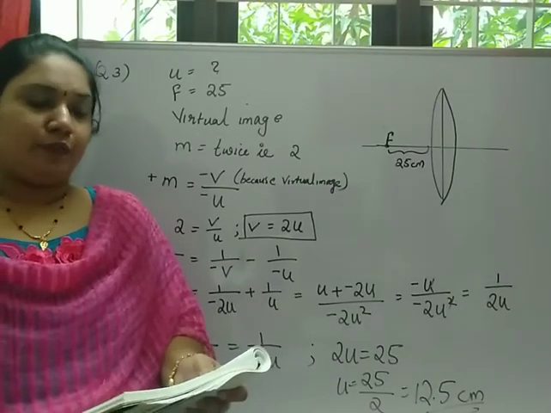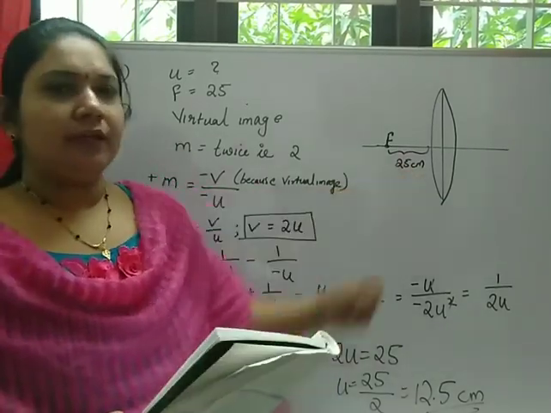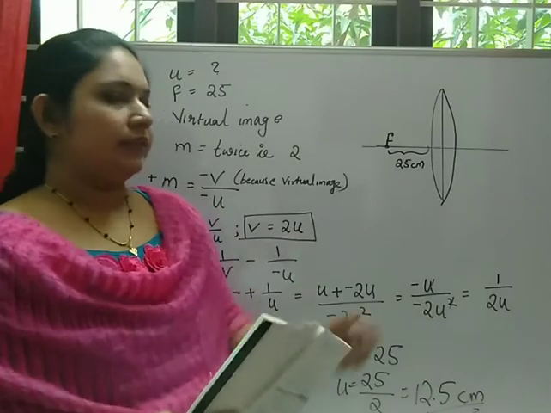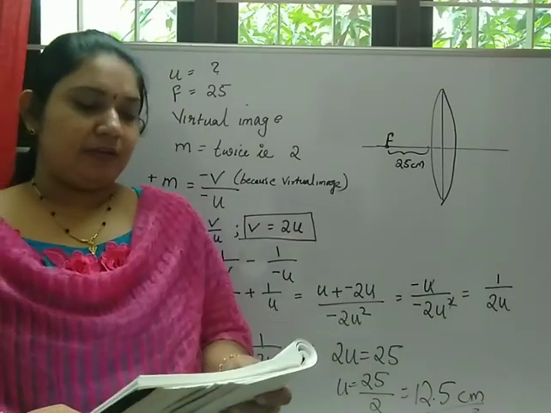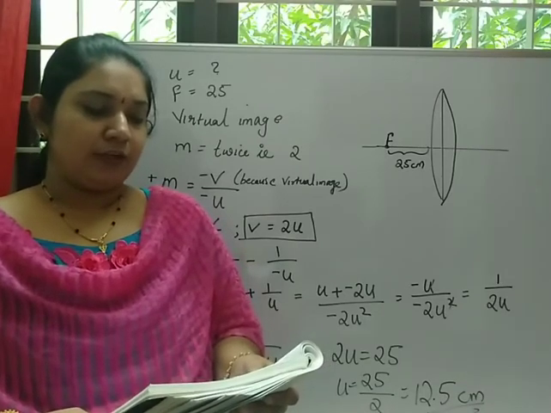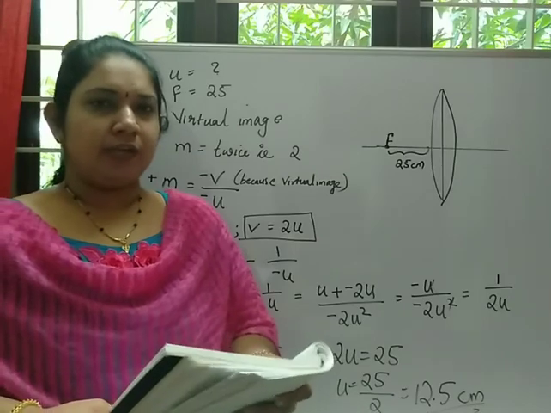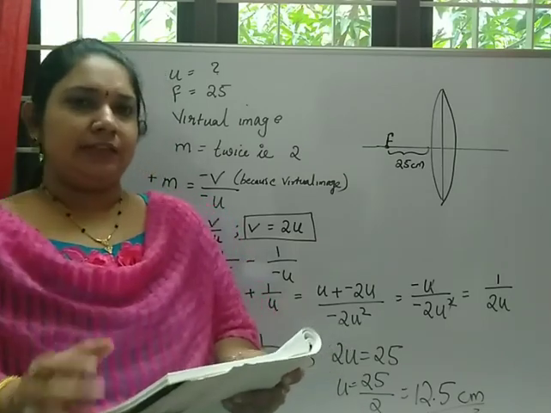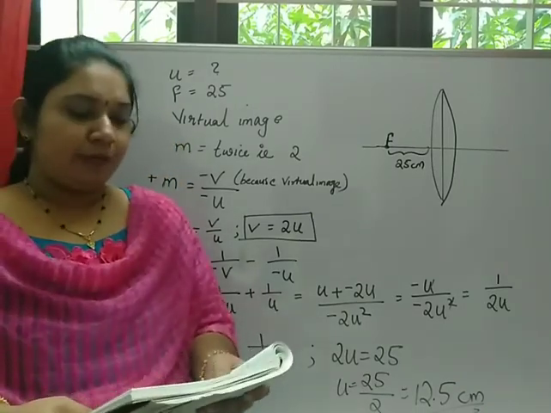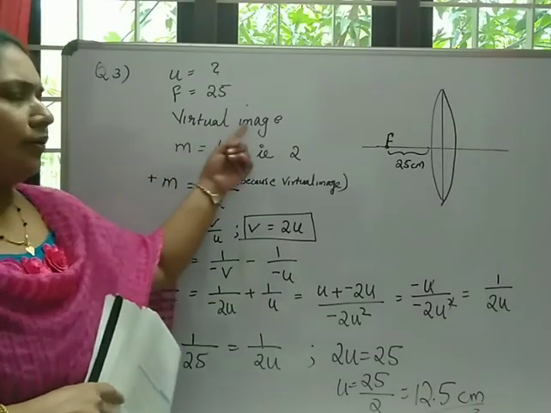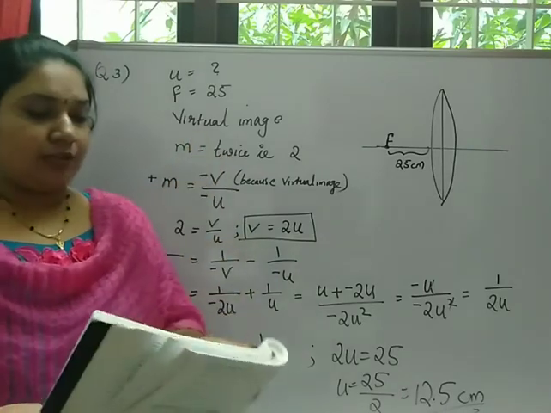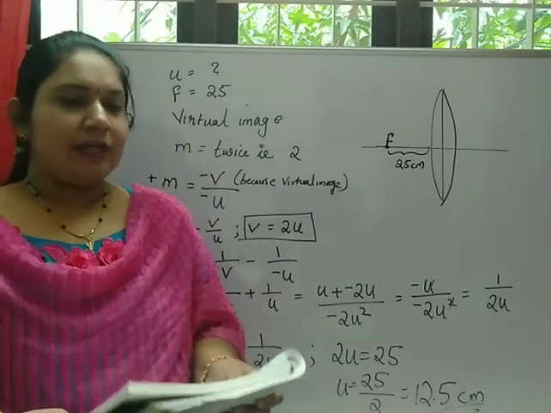The focal length of a convex lens, so I draw here a convex lens, is 25 centimeter. So focal length is given as 25 centimeter. At what distance from the optical center of the lens should an object be placed? So you are asked to calculate the distance between object and the lens, that is u. U is equal to question mark, focus is given, to obtain a virtual image. So we just write virtual image because that is a hint to do the problem.